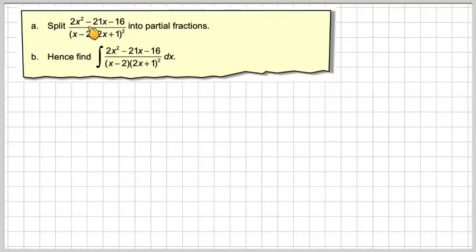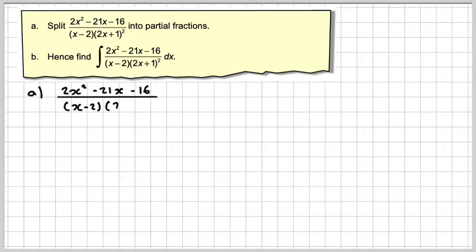Split (2x² − 21x − 16) over (x − 2)(2x + 1)² into partial fractions, and then hence integrate the same function. Okay, if you were just given this, you would have to split it into partial fractions.